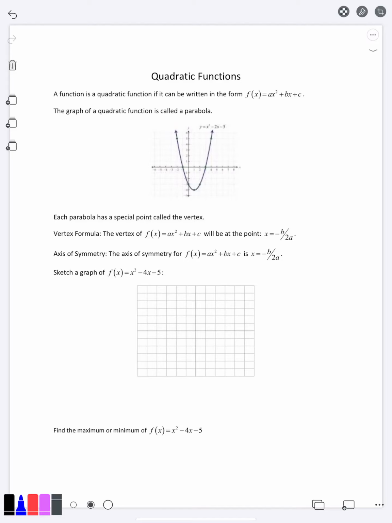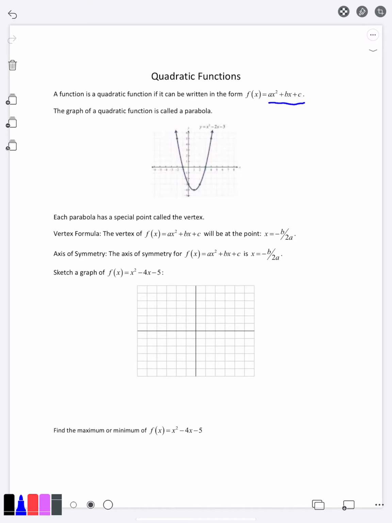In this video, we're going to learn about quadratic functions. A quadratic function is when you have a term with x squared, so ax squared plus bx plus c. Anything that looks like that is going to be a quadratic function.